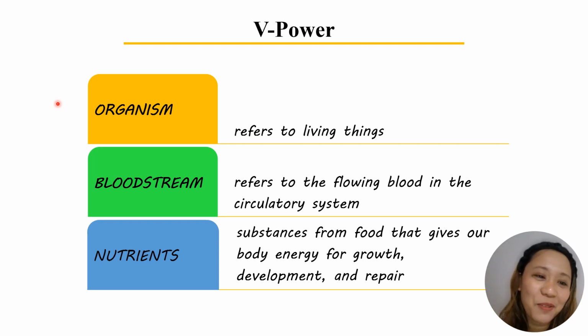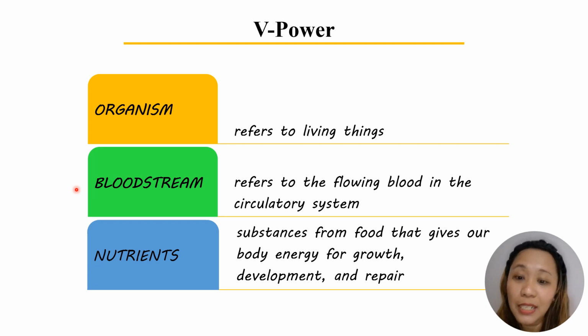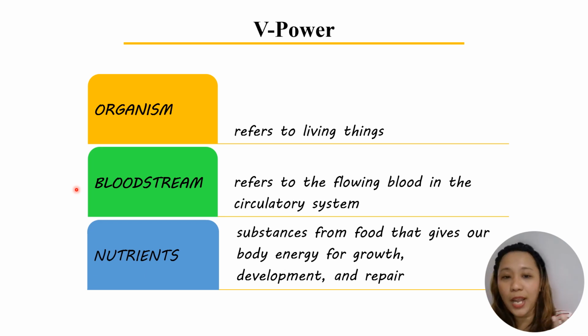Next is the bloodstream. The bloodstream refers to the flowing blood in the circulatory system. Remember in grade 7, giniscuss ni siya, upod sang plant system nga xylem kag phloem. It is part of the circulatory system, ang blood. Ang blood nga naga-move throughout our body is what we refer to as the bloodstream. So, tingin gani gaagi ang blood sa arteries, sa veins, right?